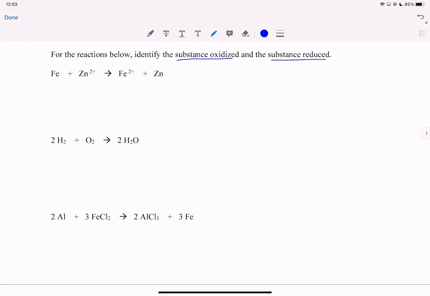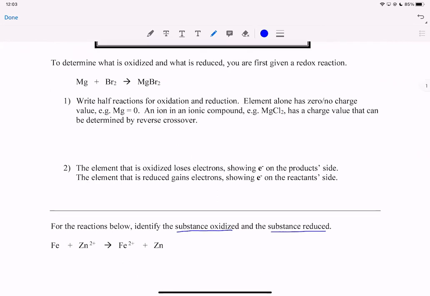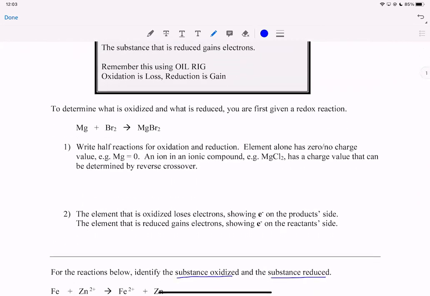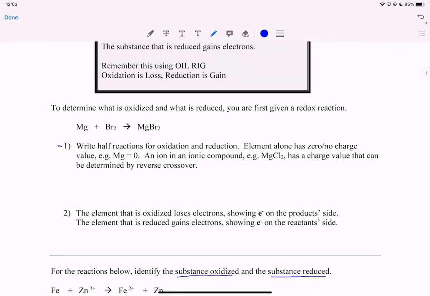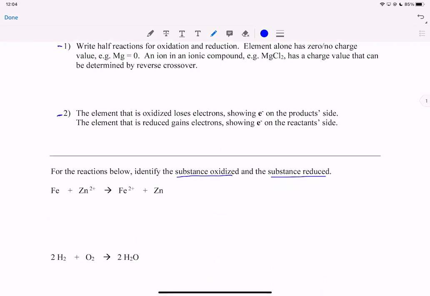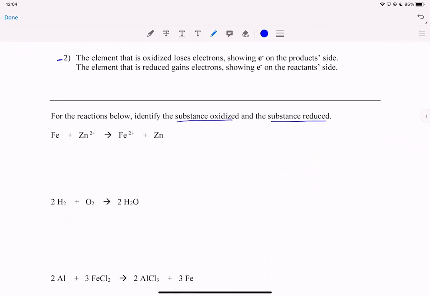So you need to figure out those half reactions by, let's see, going back to here, writing those two half reactions. And then by looking at where the electrons are, either on the right side, the products, or on the left side, the reactants, that will tell you if it is the oxidation half reaction or the reduction half reaction. So that's what that says. So let's take a look at this process on this example.